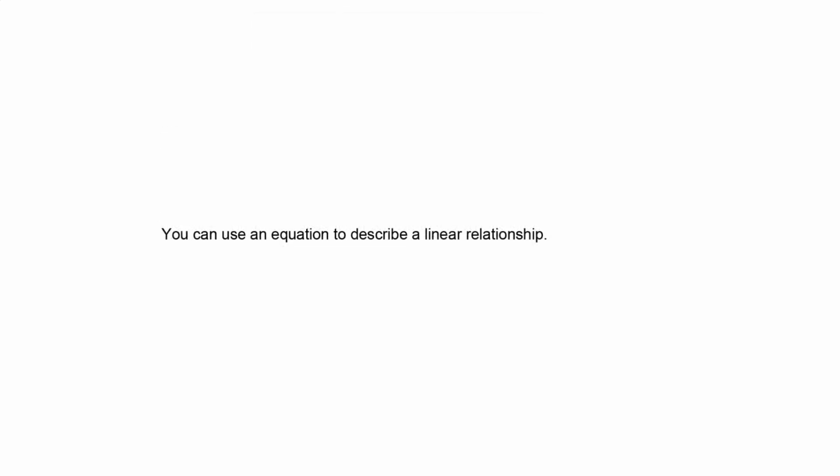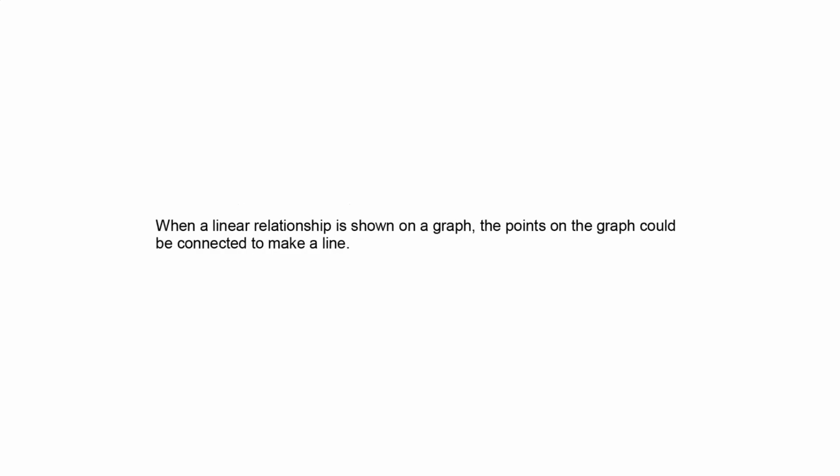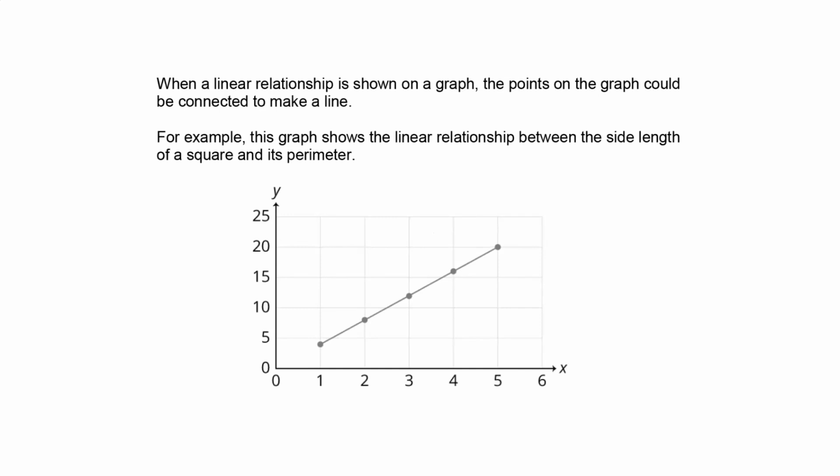You can use an equation to describe a linear relationship. For example, the relationship between the perimeter of a square and its side length is P is equal to 4s, where P is the perimeter and s is the length of the side. When a linear relationship is shown on a graph, the points on the graph could be connected to make a line. For example, this graph shows the linear relationship between the side length of a square and its perimeter. We already identified previously that that was a linear relationship.